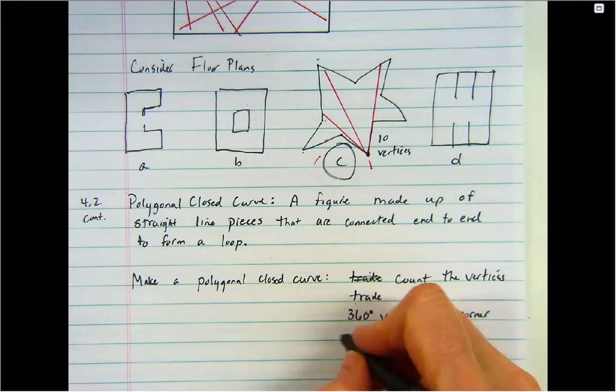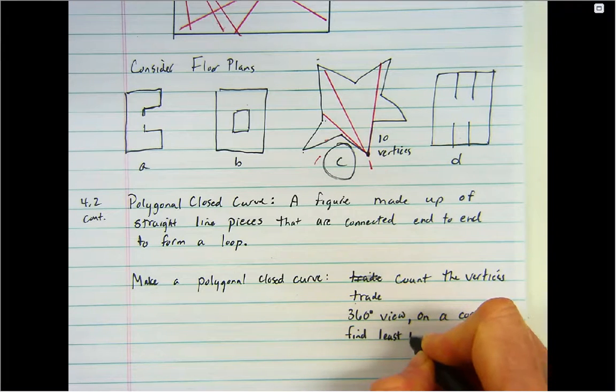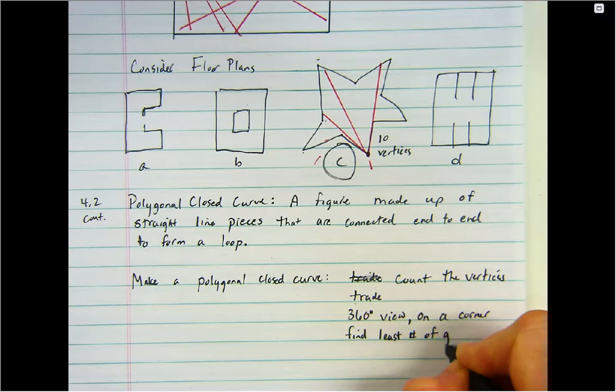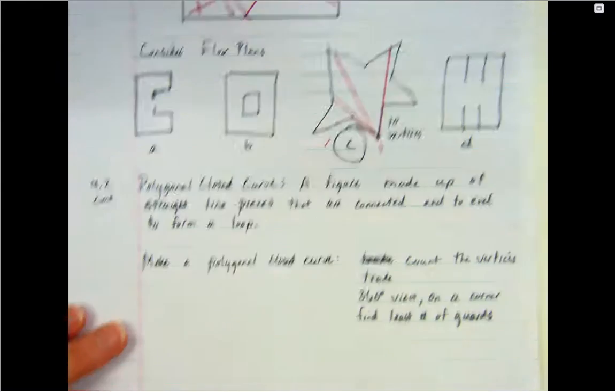So find the least number of security guards needed. Go ahead and start out by making a polygonal closed curve. Don't make it too complicated or your partner is going to hate you the rest of the semester, all right? Okay, and I'll come around and see how you're doing, and I'm going to get a count of the number of security guards that we need too.